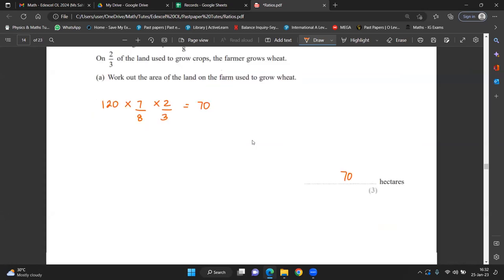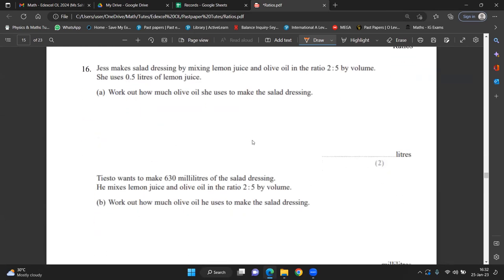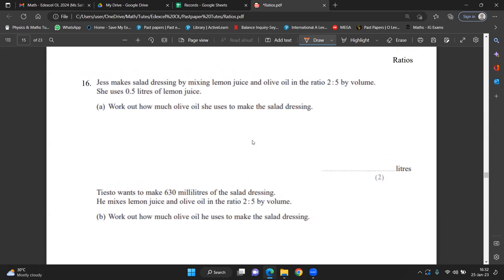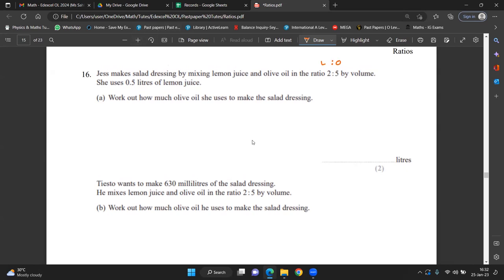Okay, the B part. There is no B part, the question 16. Jess makes salad dressing by mixing lemon juice and olive oil in the ratio 2:5 by volume. Guys, above 2 and 5, can you label them? This is lemon juice and this is olive oil. Name it, please. She uses 0.5 liters of lemon juice. Work out how much olive oil she uses.